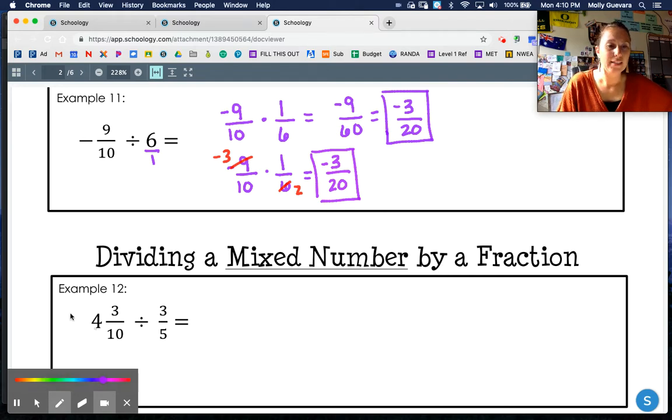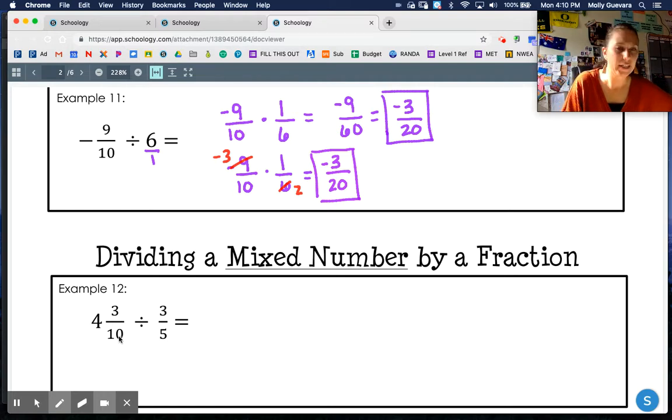And then lastly, we have a mixed number by a fraction. So same thing, I need to get rid of this mixed number. Okay, so if you remember, I multiply 4 times 10, and then I add 3. So 4 times 10 is 40, plus 3 is 43, over, and then the denominator stays the same. So 43 over 10, here's the dot, and then I'm going to flip.